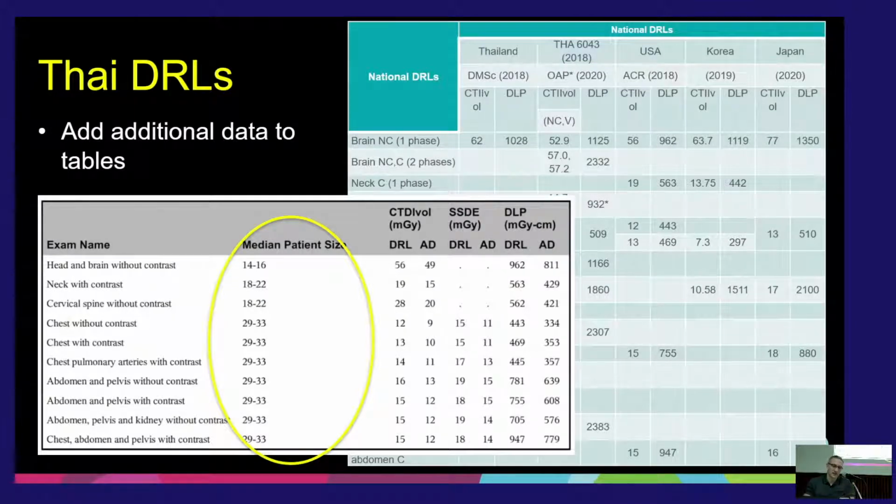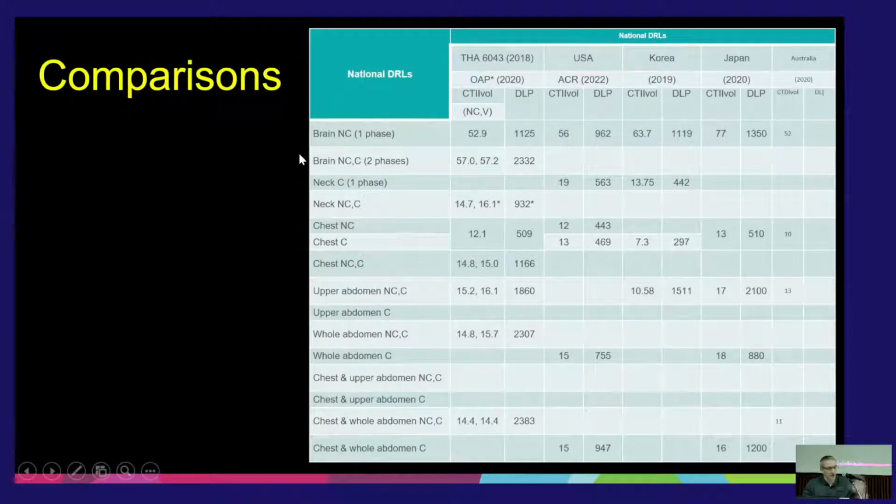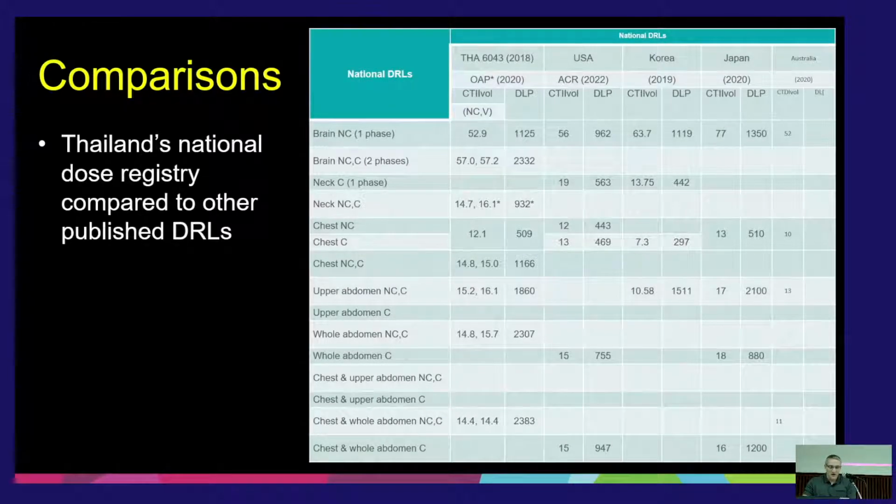You can see here for the adults in the ACR, the average size was 29 to 33 centimeters. So you can have multiple categories, but in this case, for the adults, we have a single category for the national DRL. And of course, in Kalpana's paper, she showed all the different options within that. All right, thank you. That was a great conversation.